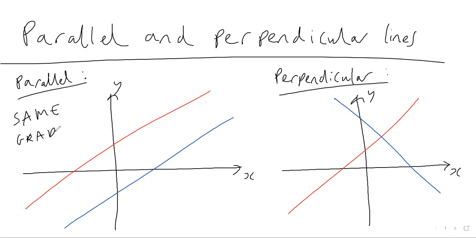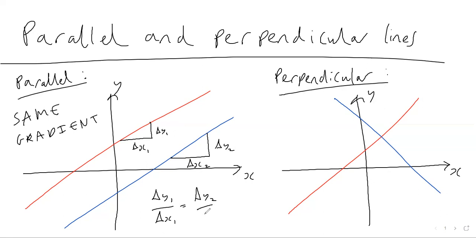So the same steepness, the same sign. If you've got a line with a positive gradient, then a parallel line must also have a positive gradient, and they have the same magnitude of gradient as well. So the change in y over the change in x there is the same as the change in y over the change in x there. If I call those y1, x1, y2, x2, then change in y1 over change in x1 is the same as change in y2 over change in x2. So they're parallel lines. They've got the same gradient.